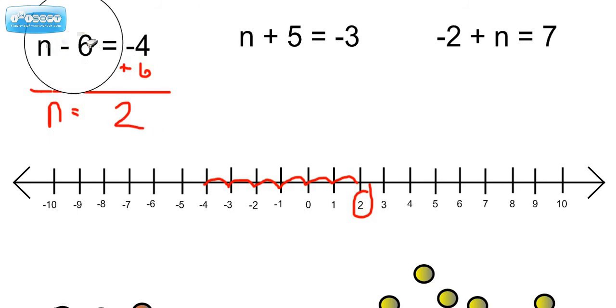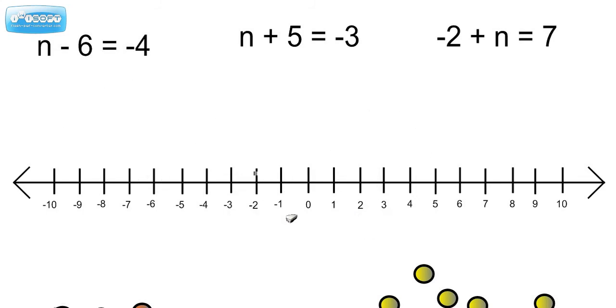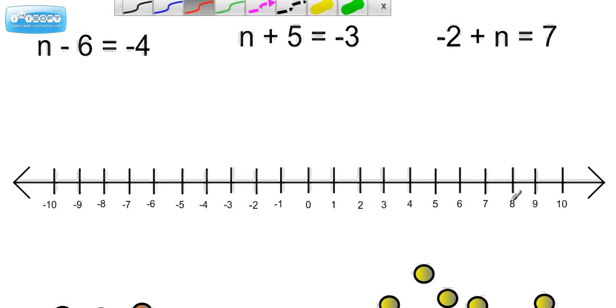All right, let's take a look at the next one, which is n plus 5 equals negative 3. So we started out somewhere, which we don't know where. We went right 5 on the number line, and we added, and we ended up getting a negative 3. So this is where we ended up. Let's just put a little mark here.